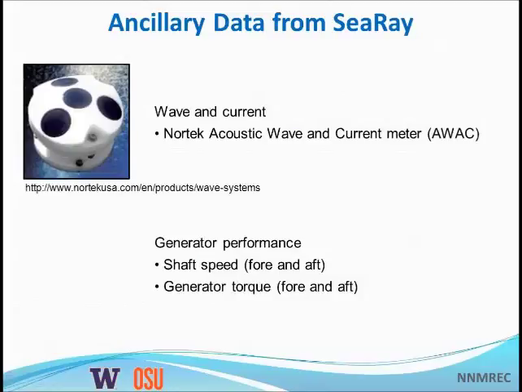So now, one more slide. Ancillary data set. This is data that was provided to us by Columbia Power Technology. So on the seabed, as part of the 3-point mooring, there was a Nortec acoustic wave and current meter that's used to look at currents throughout the water column, and also wave height that we can use to compare with our data. And we also were given generator performance, in particular shaft speed for the 2 generators, both fore and aft, as well as generator torque.